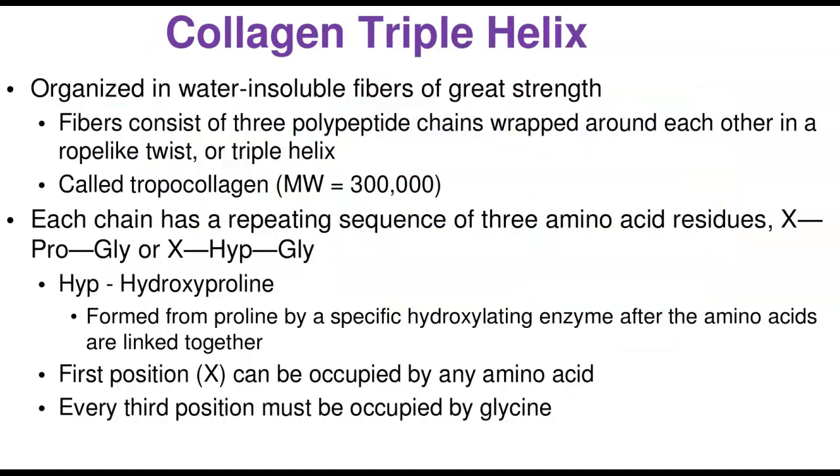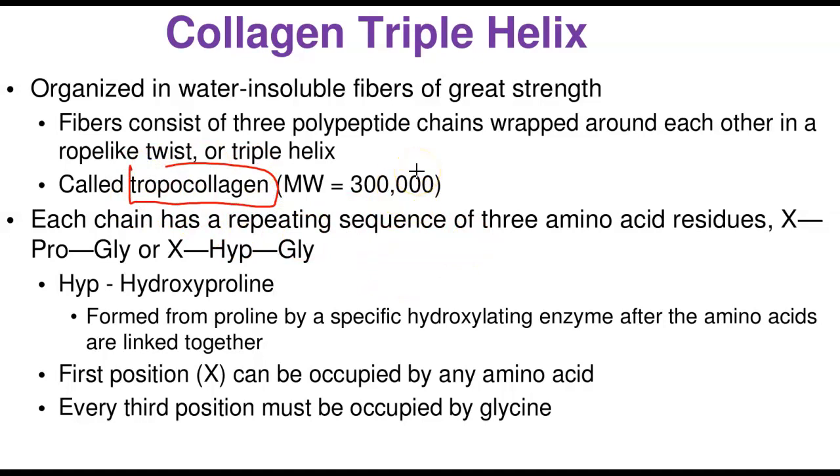Now, the collagen triple helix is another interesting type of protein. It is a very strong structural component in most connective tissues. It's organized into water-insoluble fibers of great strength. The fibers of three polypeptide chains are wrapped around each other in a triple helix. That helix is actually called the triple collagen helix. It has a molecular weight of 300,000.